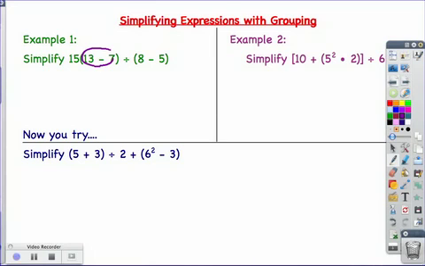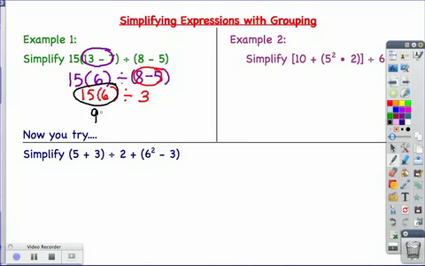Since there's no operation written, I know it's multiplication, so I'm going to keep the parentheses even though I'm done with what's inside of them. Now they're just a multiplication symbol. And I recopy everything else. Now I can do what's inside my rightmost parentheses, 8 minus 5, which is 3. And I recopy everything else. Now I'm doing multiplication and division from left to right. So 15 times 6 is 90, divided by 3 gives me 30, the final answer.